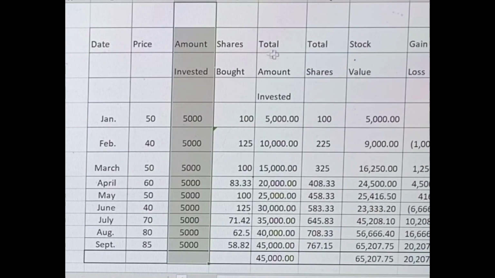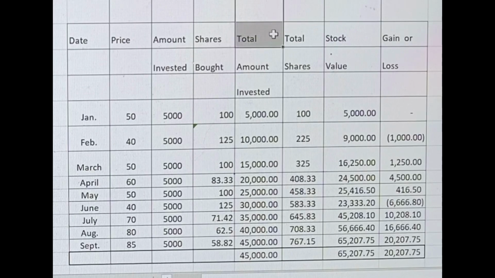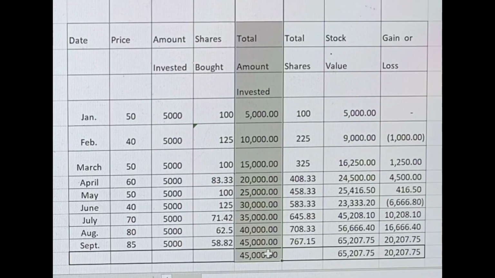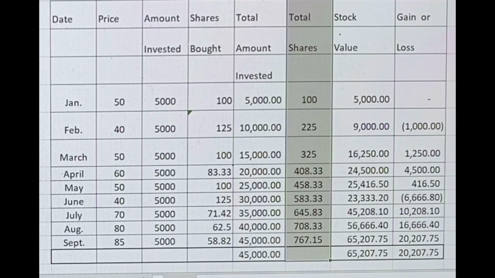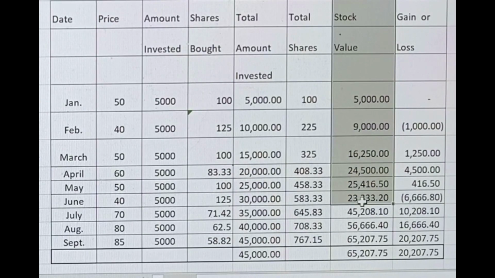On the fifth column, it shows the accumulated amount that we have invested, while the sixth column shows the accumulated total shares that we bought. Dito pinapakita niya ang total, ang naipon nating na-invest at naipon nating nabiling shares. On the seventh column, it shows the value of shares that we already own based from the current price. By multiplying the total number of shares we already owned with the current company price.